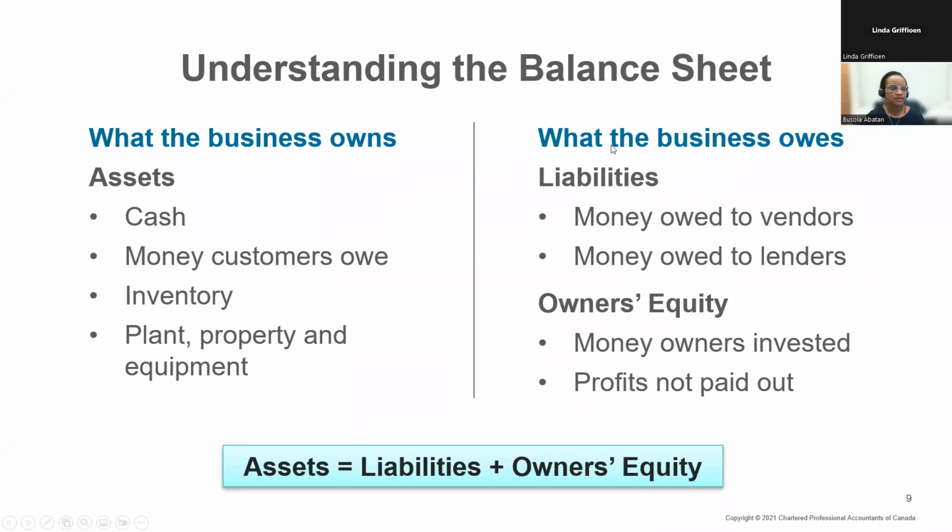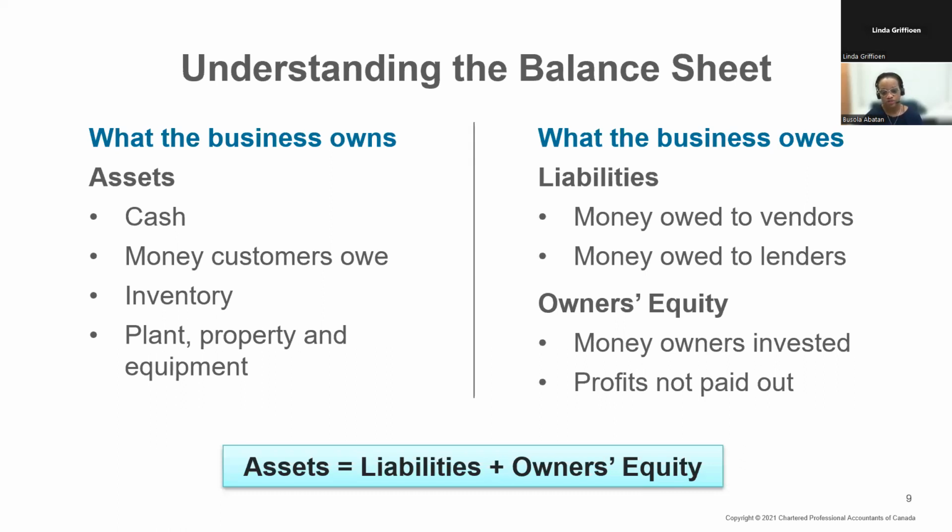And then on the other side, as I had mentioned, are the liabilities, which is the monies that's owed to lenders and monies that's owed to vendors. So this is where you would have your loans and things like that. Also in your balance sheet, you have your owner's equity, which is the money that the owners invest in the business, as well as profits that they haven't taken out, they haven't paid themselves.